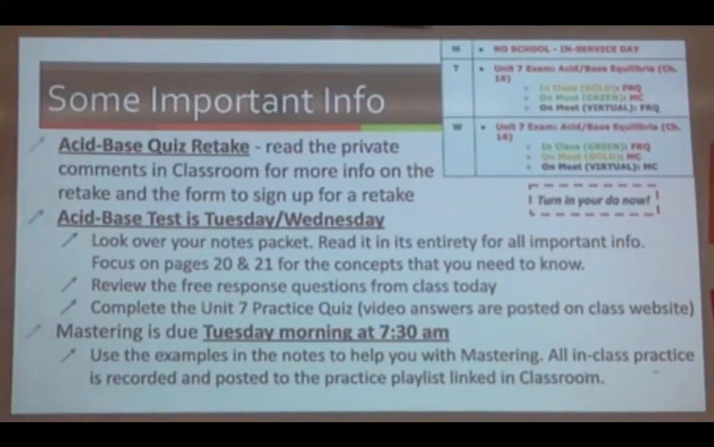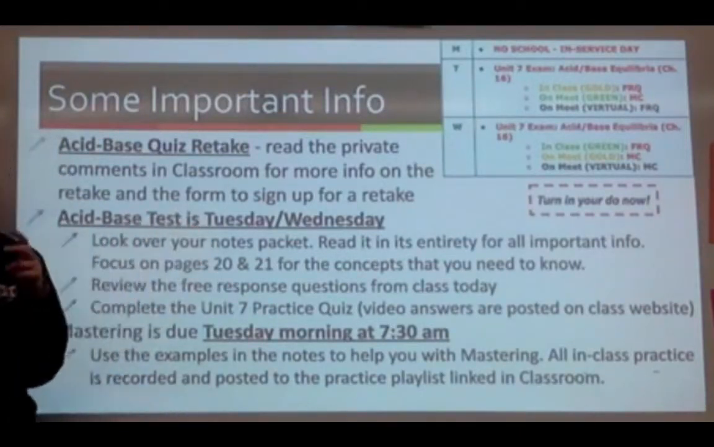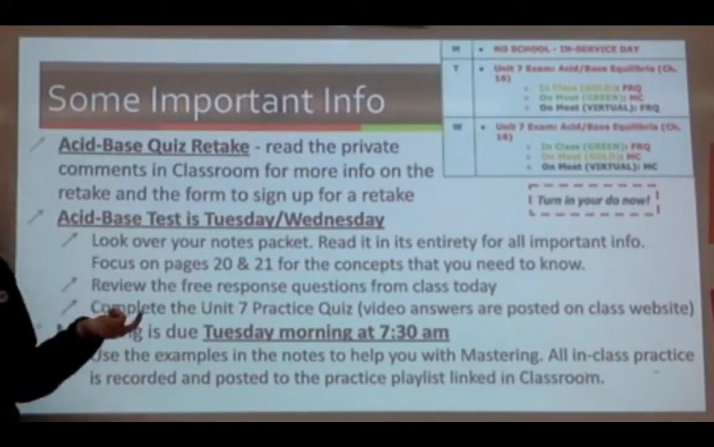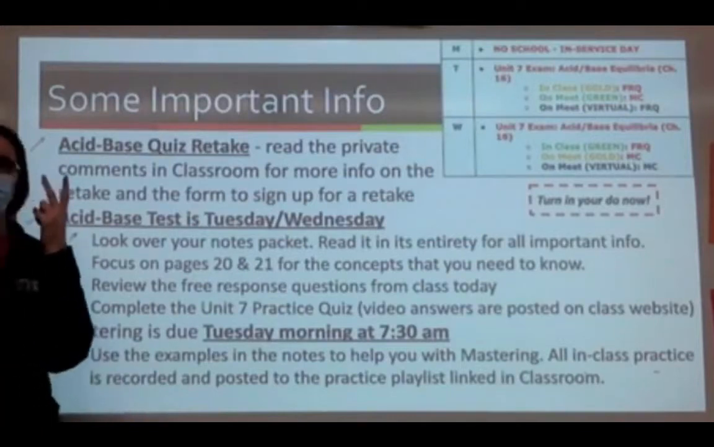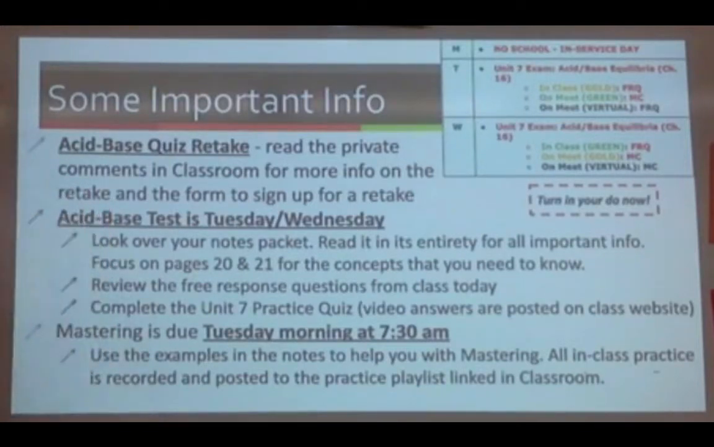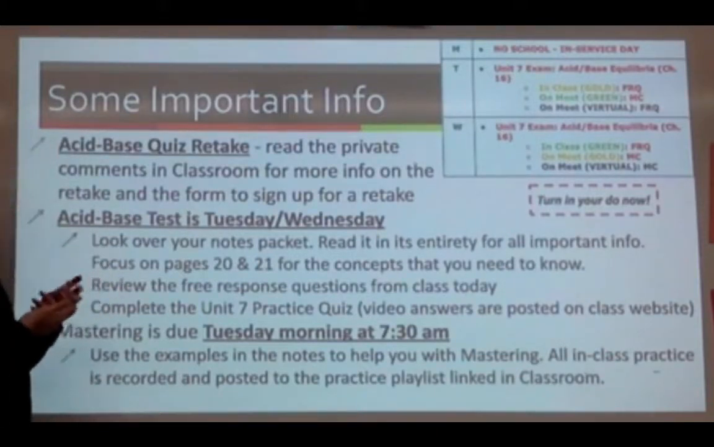If you didn't do as well as you wanted, there is a retake that's being offered on Monday. I know there's no school, but I picked 2 time slots based on our schedule: 10:30 to 11 and 1:30 to 2. There's just a form to fill out so I know who wants to take it, and I can send Google Meet links to everyone that way. If you have an issue with those time slots, either send me a private comment on Classroom or send me a Remind, something like that.